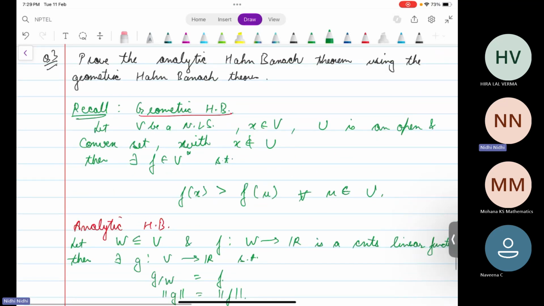So here we need to prove the analytic version using the geometric one. I hope you all have seen in the lecture videos how the faculty proved the geometric version using the analytic version of the Hahn-Banach theorem. So this time we'll be seeing its converse part.